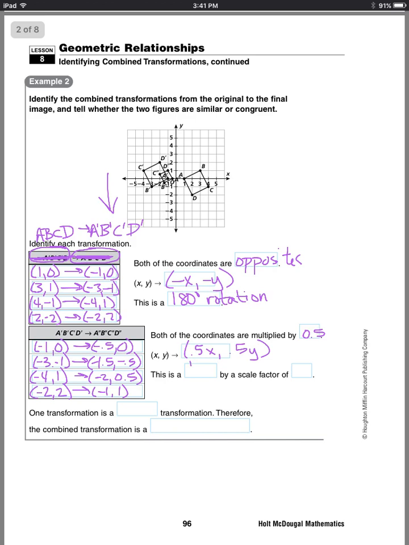This is a dilation, because if you notice, not all of those are the same size, okay, with a scale factor of 0.5. So, one transformation is a similarity transformation because it grows. So, the combined transformation is a similarity transformation. So remember, it's a congruence transformation if they're the same size. It's a similarity transformation if it gets smaller or bigger.